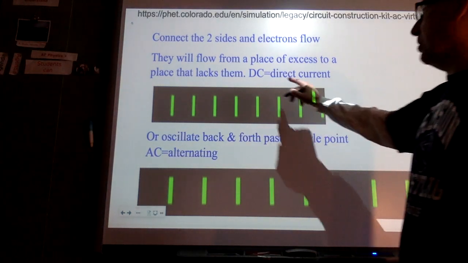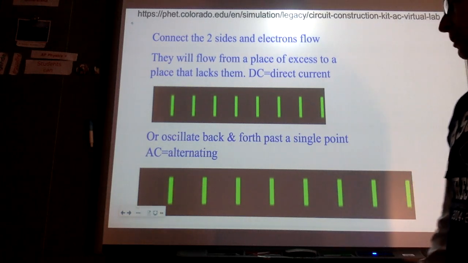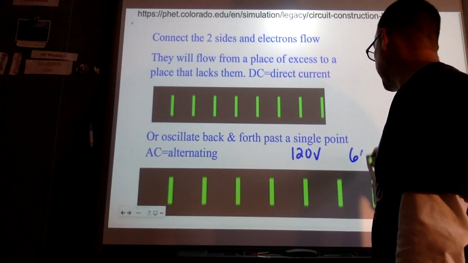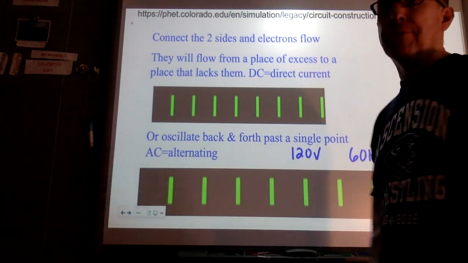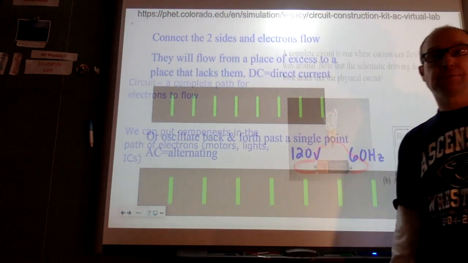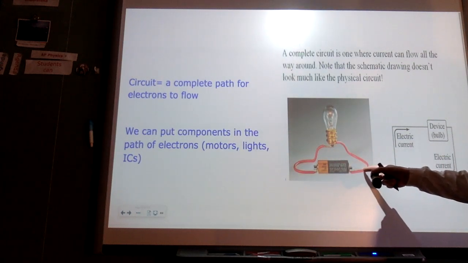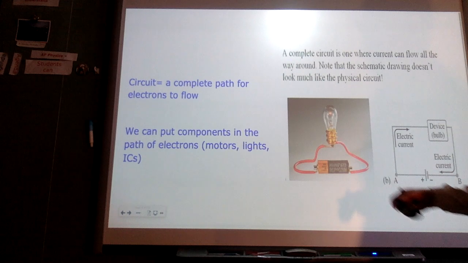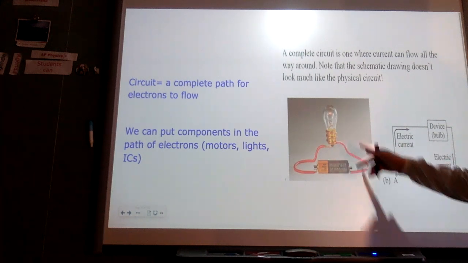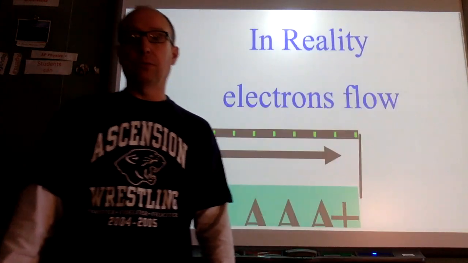So if they go in one direction, that's DC current. If they go back and forth, that's oscillating current. In your home, you have oscillating current, and the same electrons vibrate back and forth 60 times per second. So it's 60 hertz. If you put something in the path of the battery from one side to the other, we make a circuit. And so the idea is that we put things in the way and the current will flow.